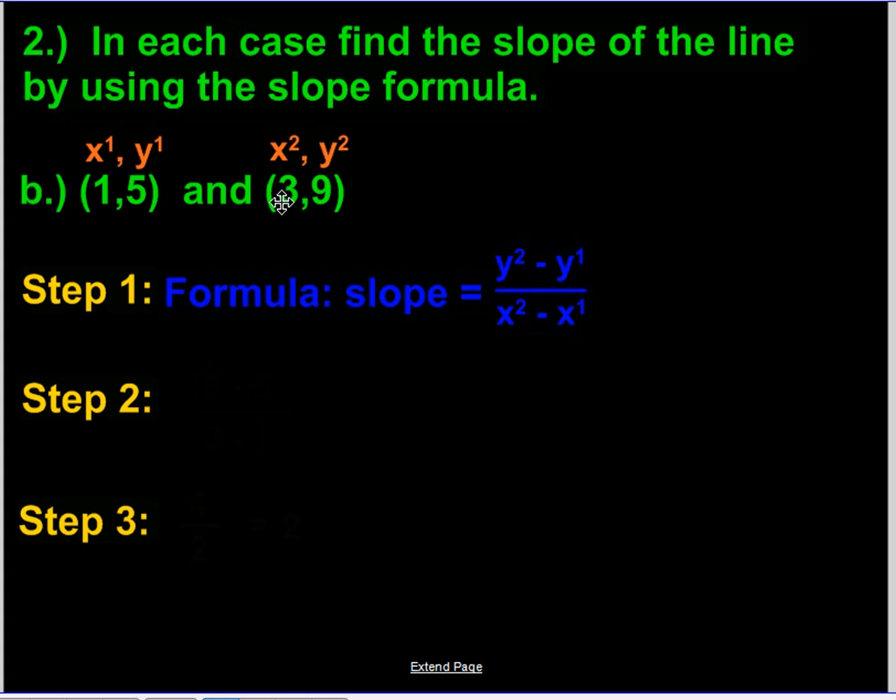We simply need to take these numbers and plug them into the formula, which gives us 9 minus 5 over 3 minus 1. And if we go ahead and do the subtraction, that gets us 4 over 2. We then can divide, and that's going to get us 2.